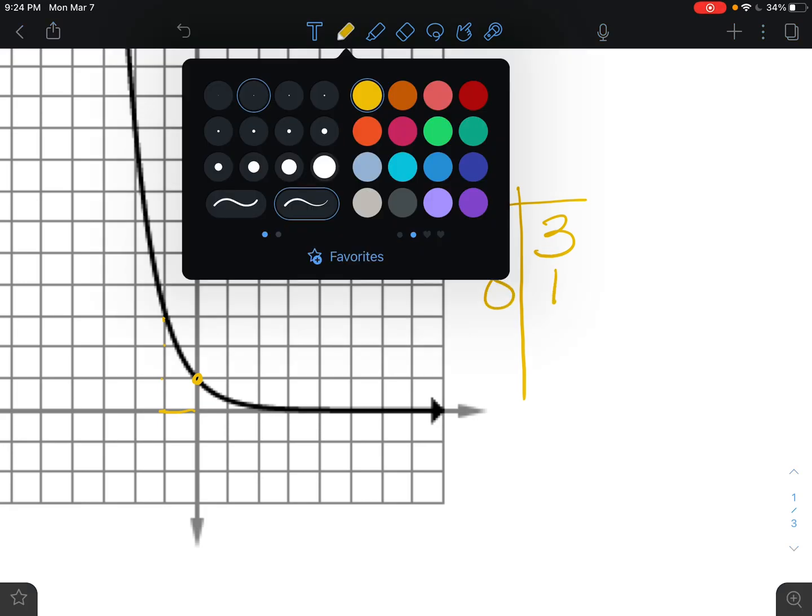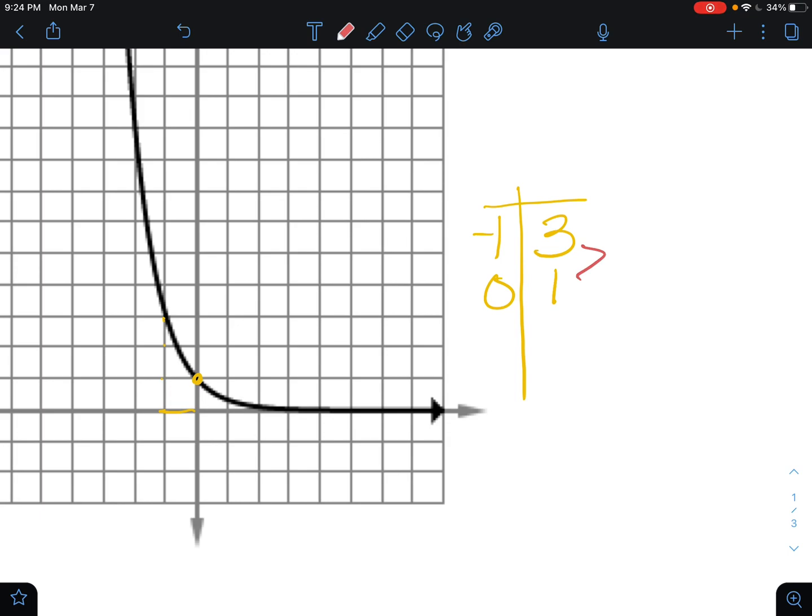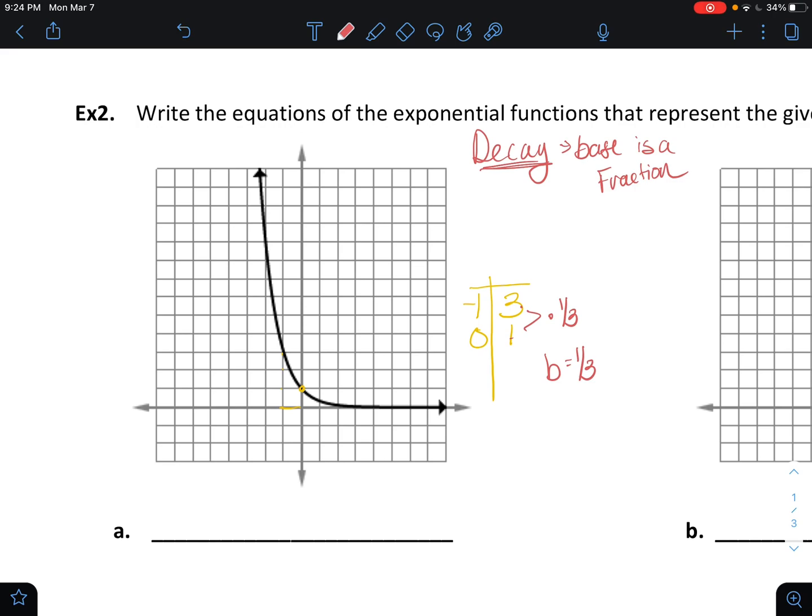So then we need to think, how do we go from 3 to 1? Remember, we only multiply. So we are going to be multiplying by 1/3, because 1/3 of 3 would give me 1. So that's what we're multiplying by. So my base is going to be 1/3. We also said that since it's decay, our base had to be a fraction. Well, guess what? It is a fraction.